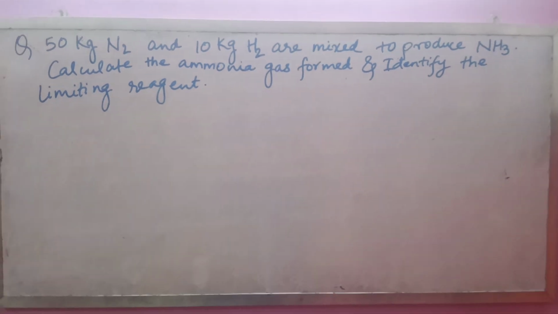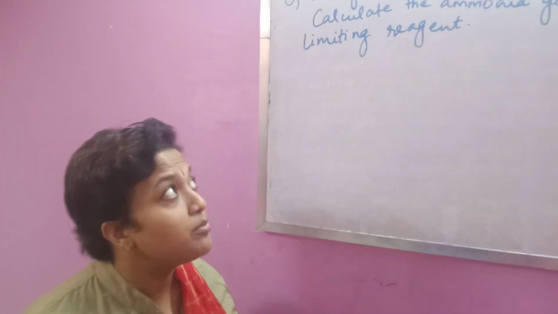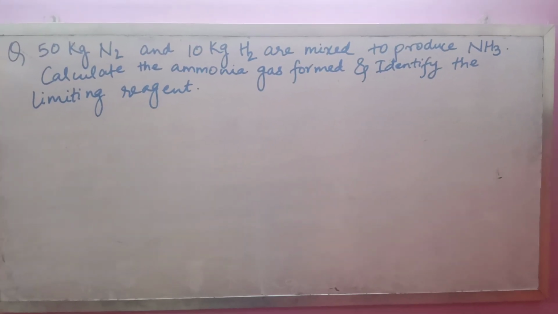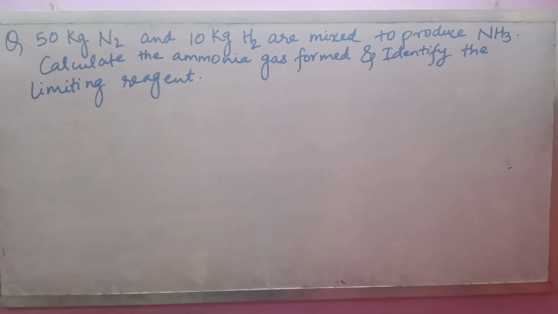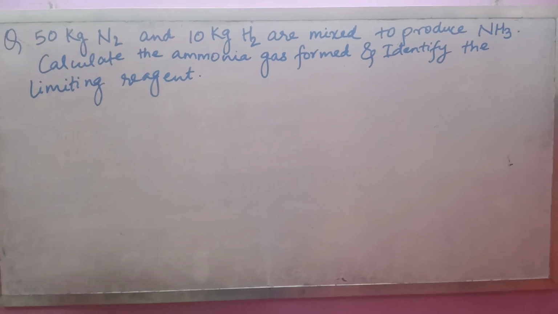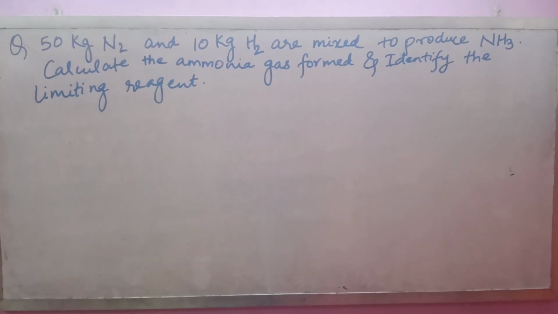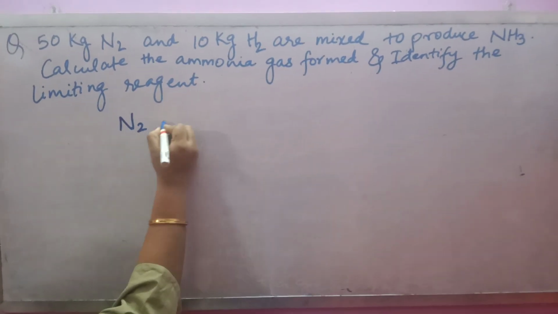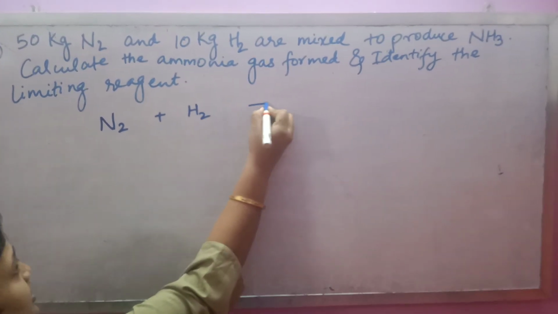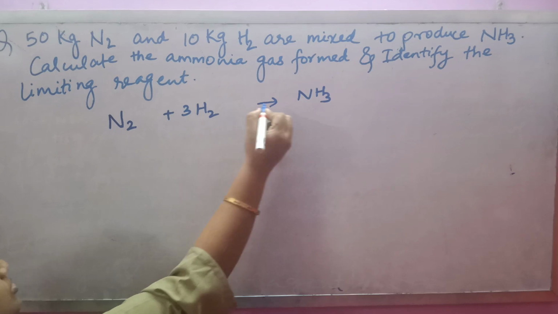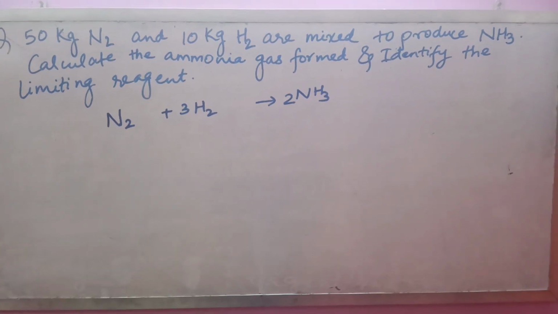Question is: 50 kg of N2 reacts with 10 kg of H2. That means the amounts of reactants are given and they are mixed to produce ammonia, that is NH3. You have to calculate how much ammonia is formed, and also find the limiting reagent, whether N2 or H2 is the limiting reagent. For that you first have to write the balanced equation. N2 plus H2 gives ammonia NH3, but you have to balance it, so it becomes N2 plus 3H2 gives 2NH3.